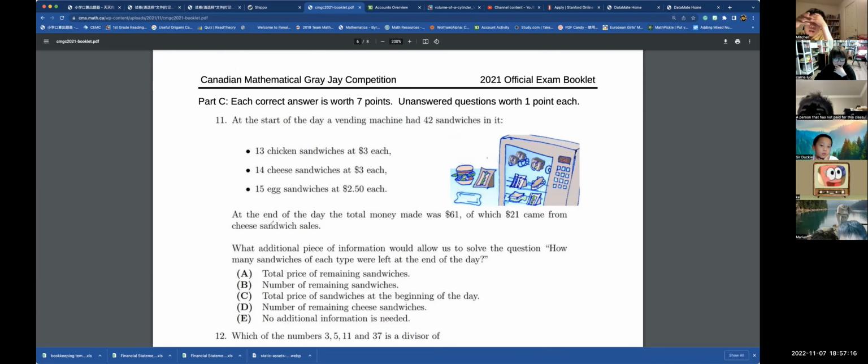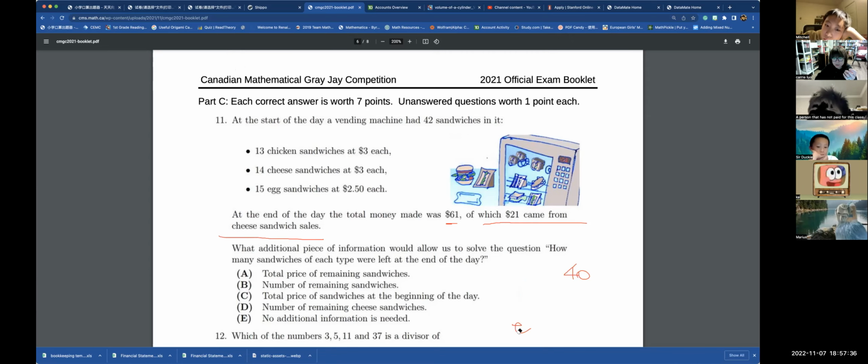OK，他说 vending machine 有42个 sandwich in it。OK，so 13 chicken sandwich 3块钱一个，14个 cheese sandwich 3块钱一个，15个 egg sandwich 2块5一个。At the end of that day, the vending machine gives out the total money made was 61, of which 21 came from the cheese sandwich sale。也就是说，chicken 和 egg 加起来一共赚了多少钱？40块钱，对不对？But we don't know how many of them are which.